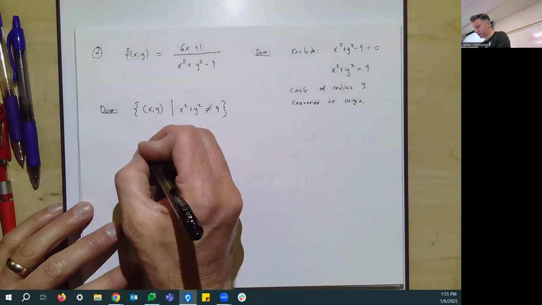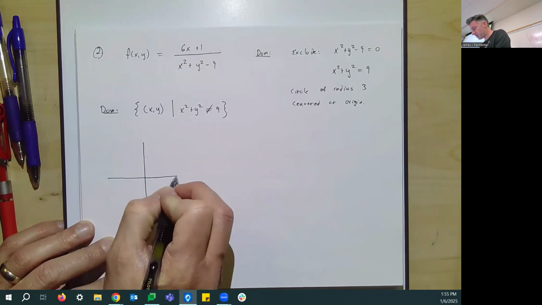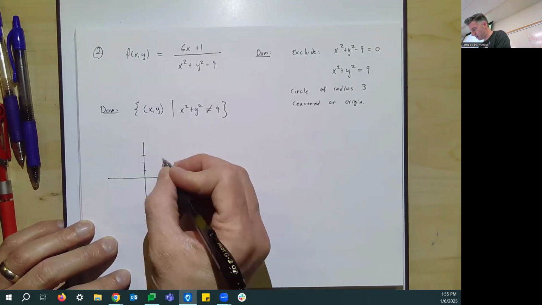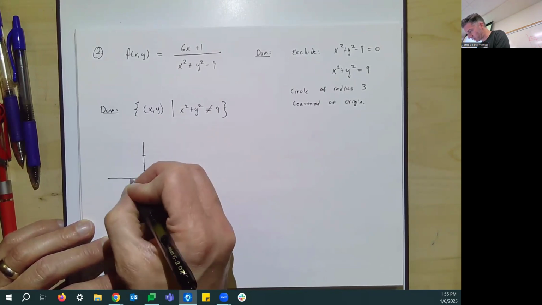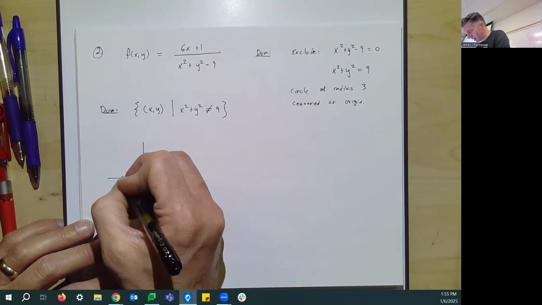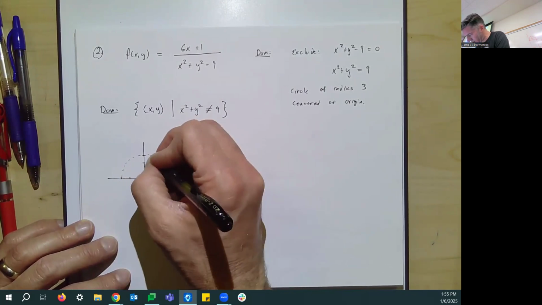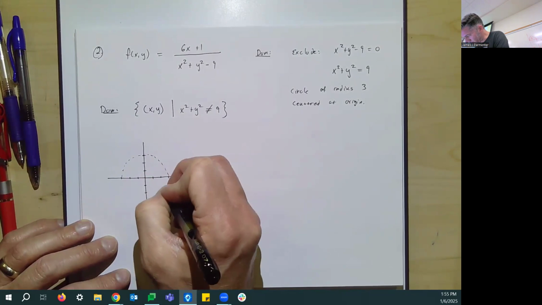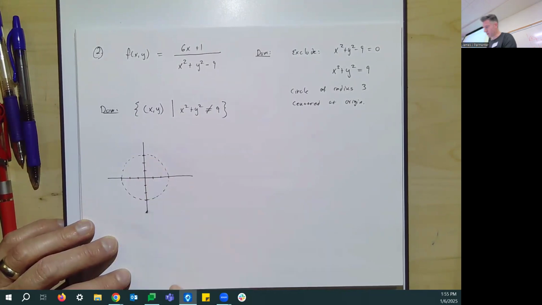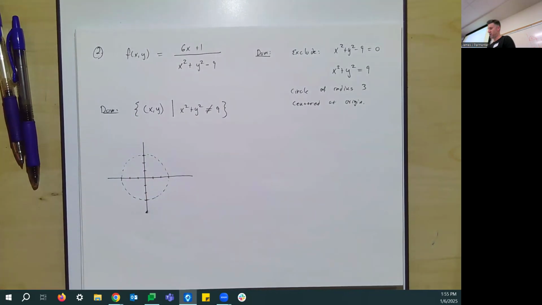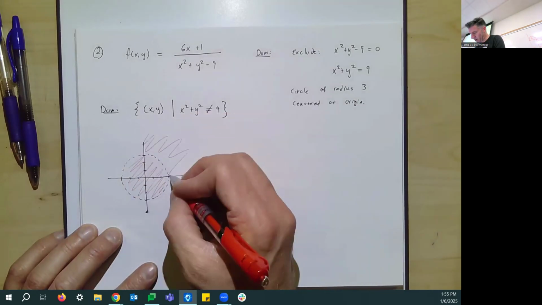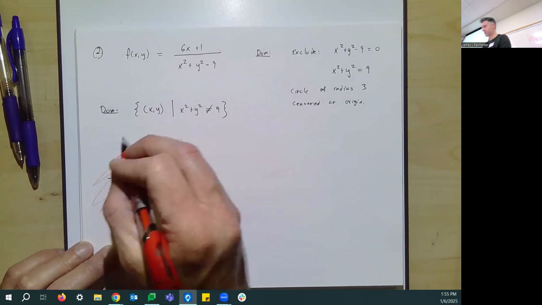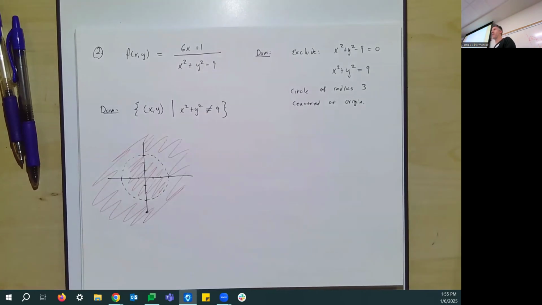And then drawing that is going to look kind of weird. I'm going to draw the circle of radius 3, but I don't want to include it, so I'm going to use a dashed line, or dashed curve, I should say. So here's my stuff not included in the domain. And then everything else is good to go: all of this and everything outside of the circle as well. There's my domain. Every point except for any point that's on the circle.